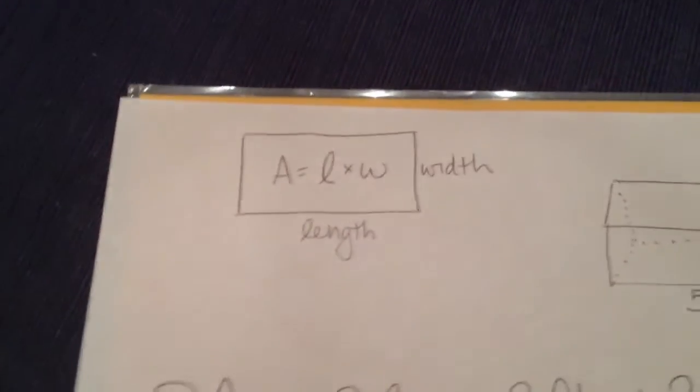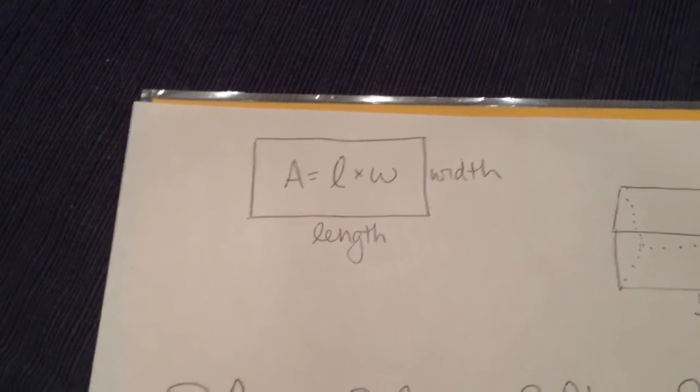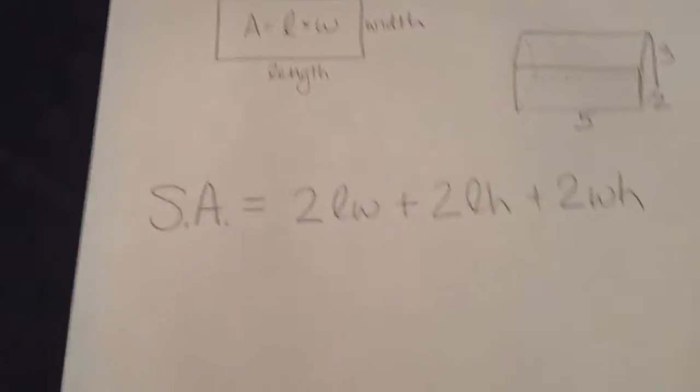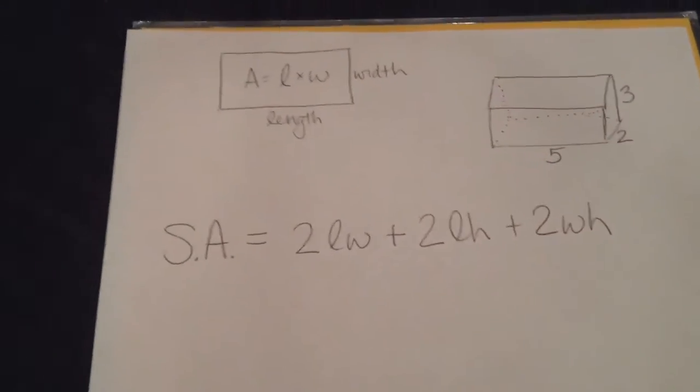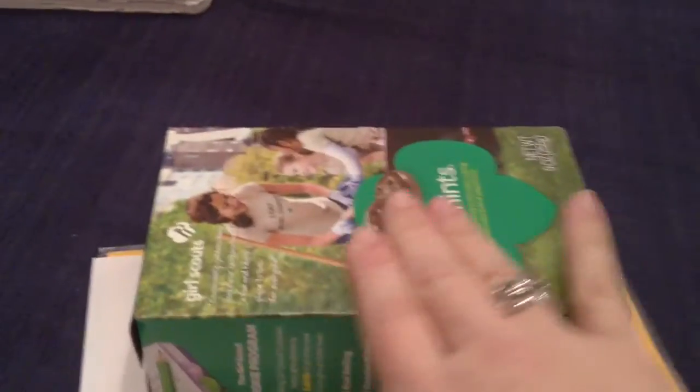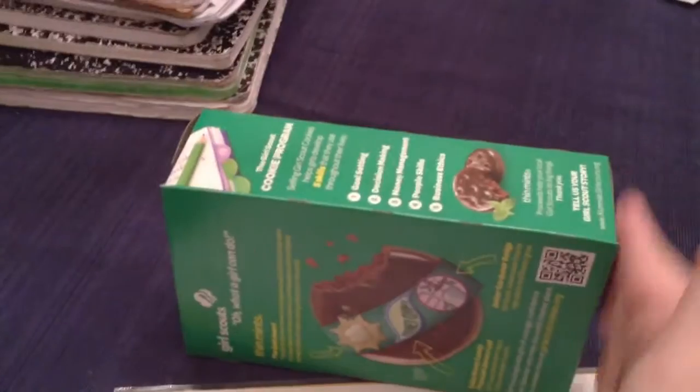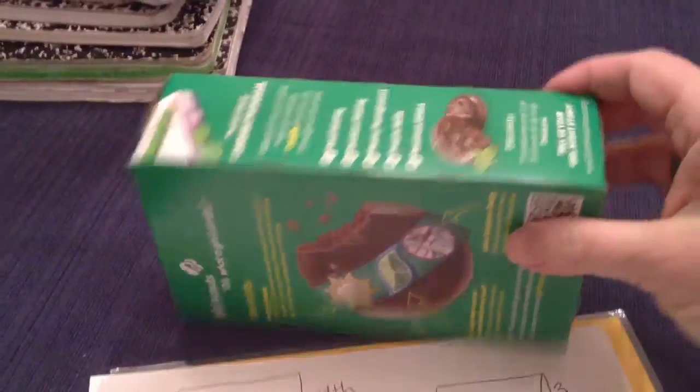And so when we're looking at surface area, we're looking at adding up the area of each of the sides of a rectangle. So for example, let's look at this box, Girl Scout cookie box. If we're finding the surface area, we're adding up really all the area of every single side of the box.